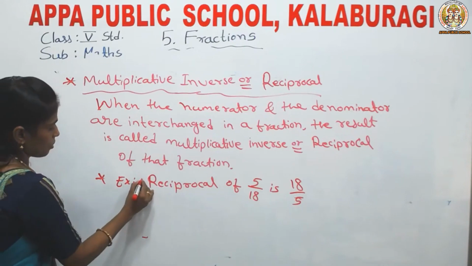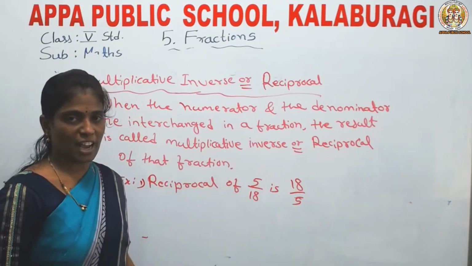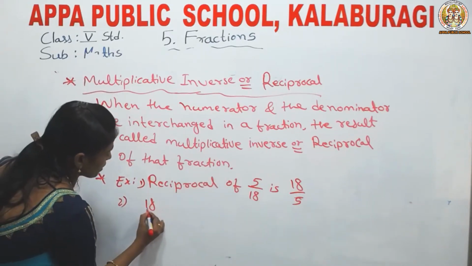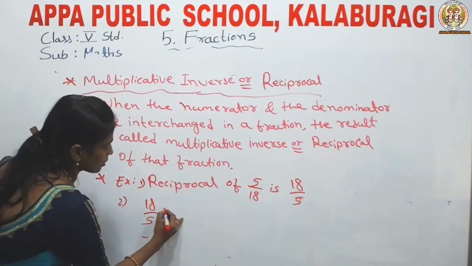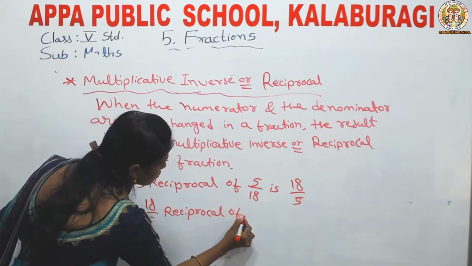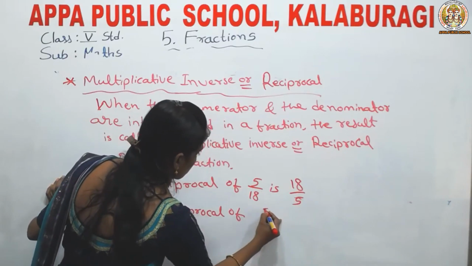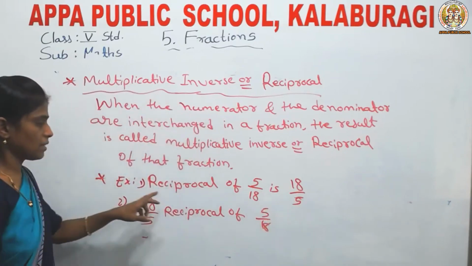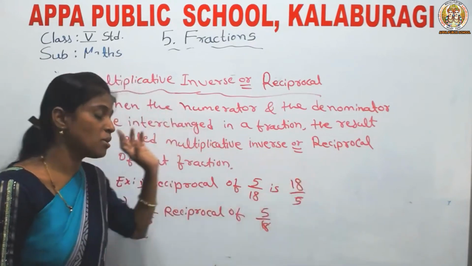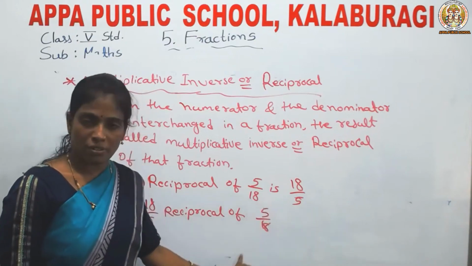Next, the reciprocal of an improper fraction is a proper fraction. For example, this one, 18 by 5, is an improper fraction. The reciprocal of 18 by 5 is 5 by 18. Same is there. The reciprocal of a proper fraction is an improper fraction. The reciprocal of an improper fraction is a proper fraction.